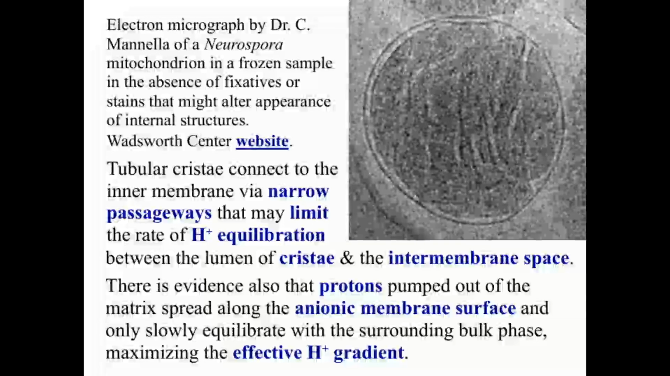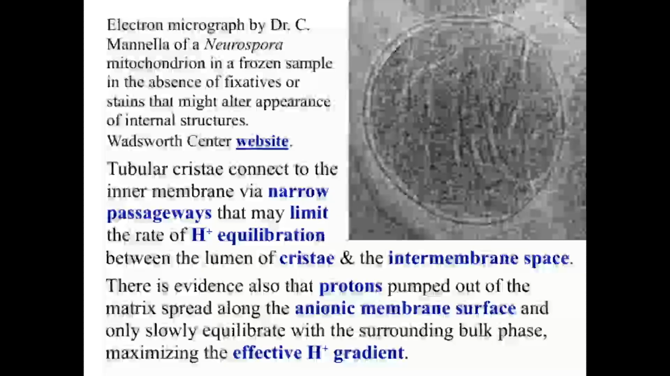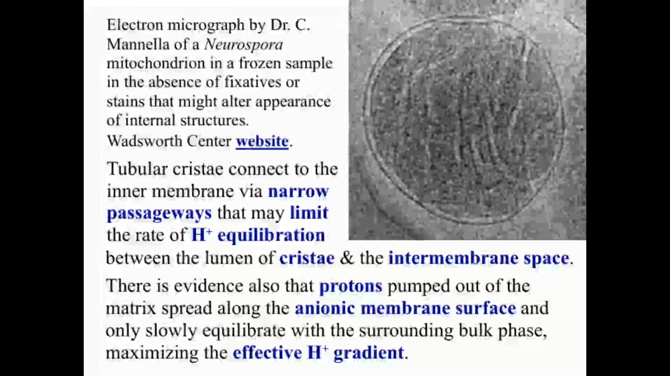Now, one key feature to note is the tubular cristae. These structures are connected to the inner mitochondrial membrane through narrow passageways. These passages are significant because they can actually limit how quickly protons, H+ ions, can move between the lumen of the cristae and the intermembrane space. This has implications for how efficiently the mitochondria can generate and maintain the proton gradient needed for ATP production.